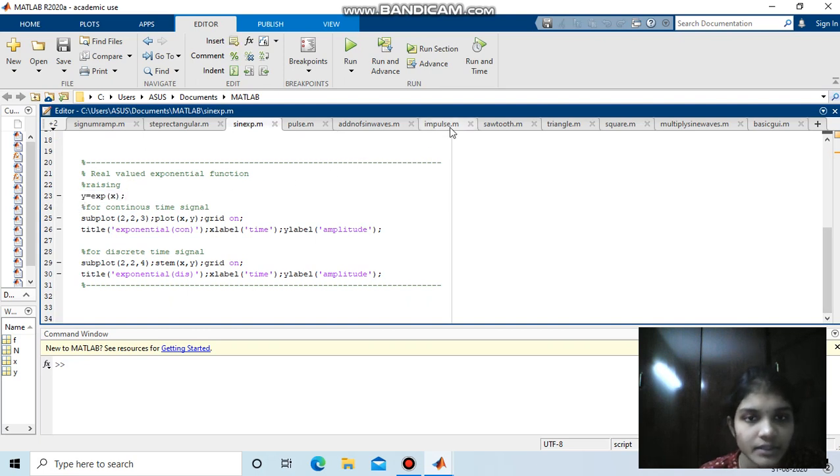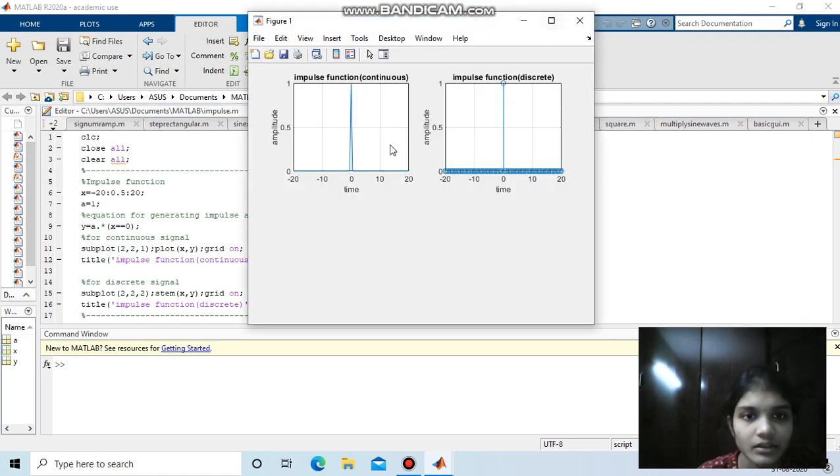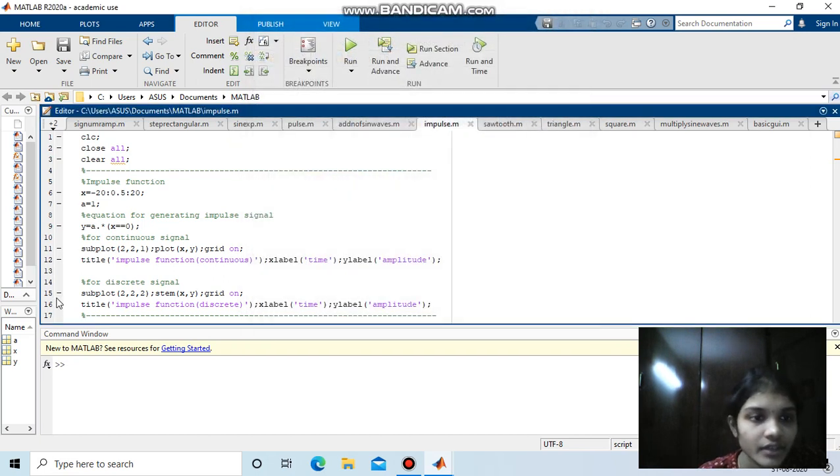Next let us see the impulse function. For the impulse function, it looks like this. It is 0 for all the values except x equal to 0. It is 1 at x equal to 0, like an impulse. So I took the equation y is equal to a product x is equal to 0.